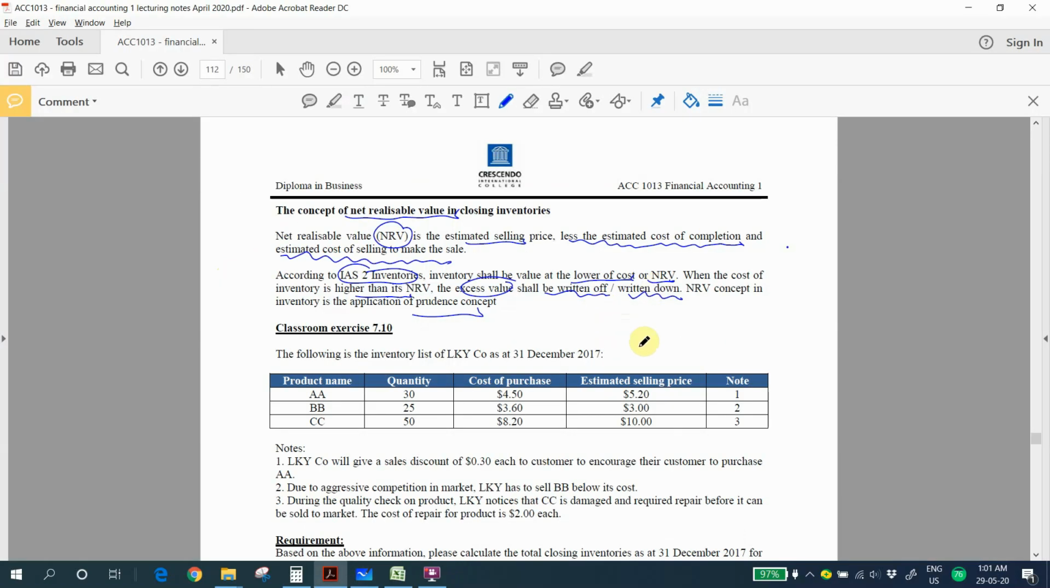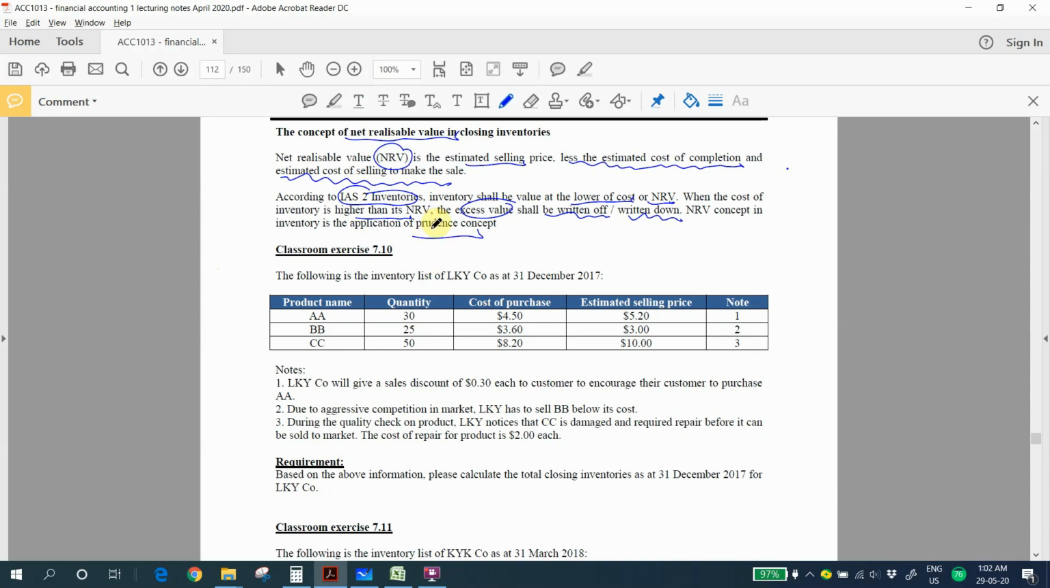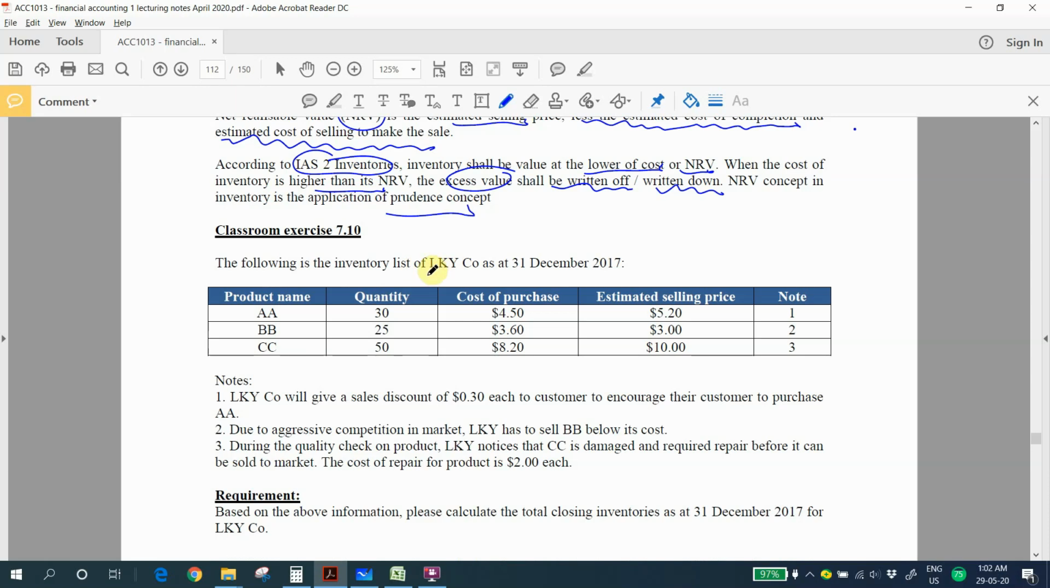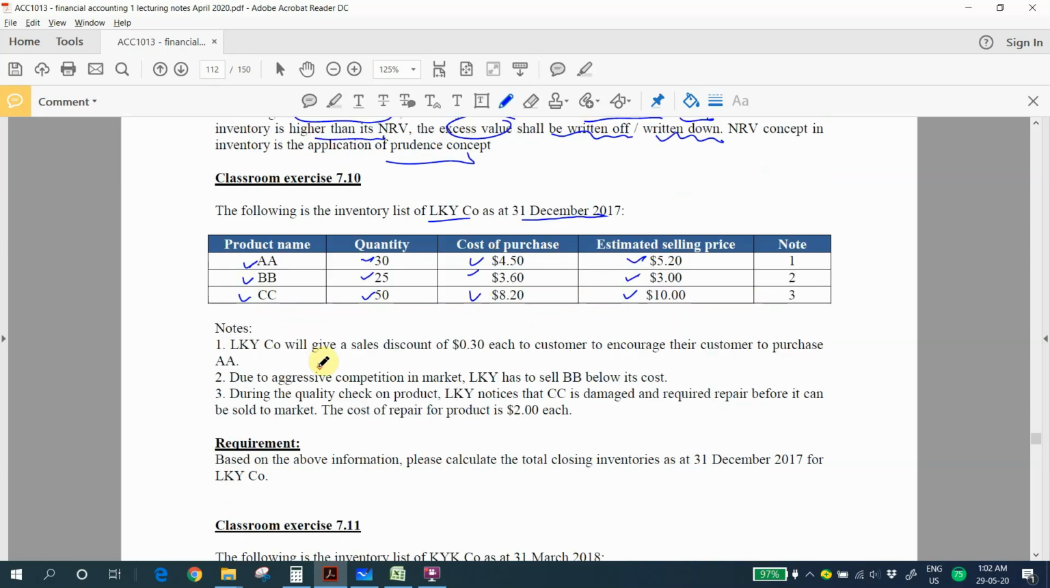So we use one exercise to practice the NRV concept. So let's take a look. Classroom exercise 7.10. The following is the inventory of LKY company as at 31st December 2017. Here we know this is the product name, this is the quantity of the product, this is the cost of purchase, this is the estimated selling price, and this is the additional information. The requirement is to calculate the total closing inventory value as at 31st December 2017 for LKY company.